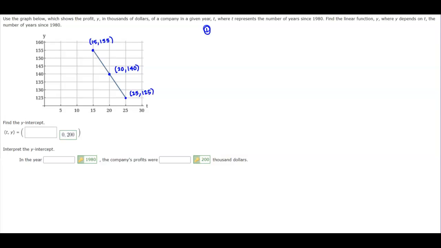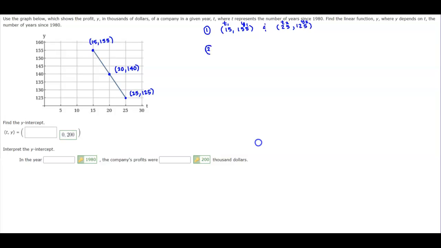So if we look at our graph right now, it's asking us to find the y-intercept. Well, we can't, because it doesn't cross the y-axis. So that means we need to determine what this line looks like first, and then determine what the y-intercept is. We can use the first ordered pair, (15, 155), and the last one. It doesn't matter if you use the other one, but you can if you want to. This is going to represent T1 and Y1, and this is going to be T2 and Y2.